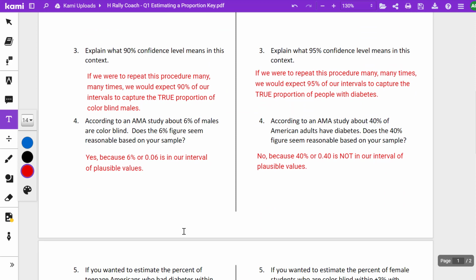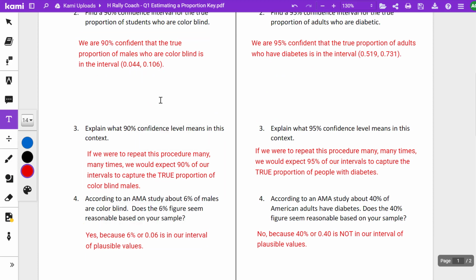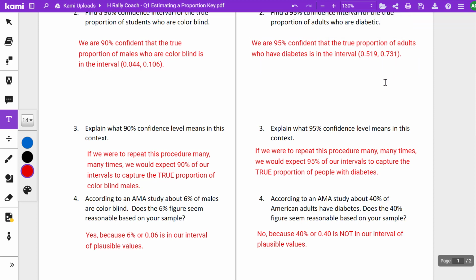Does the 6% figure seem reasonable based on your sample? So our sample had an interval of about 4.4% to 10.6%. Since 6% is in the interval, it's reasonable, it's plausible. Over here, we have a study: about 40% of American adults have diabetes. Does that seem reasonable? Well, actually, it doesn't because it's not in the interval. Our interval is from 51.9% to 73.1%. So 40% seems too low.